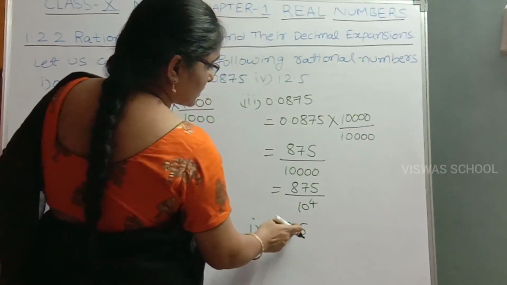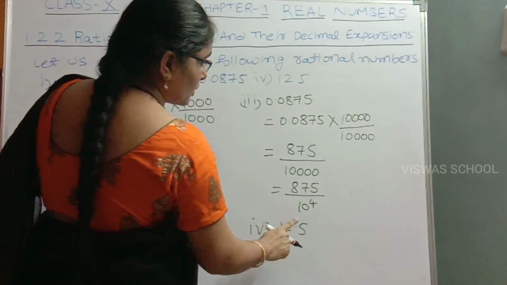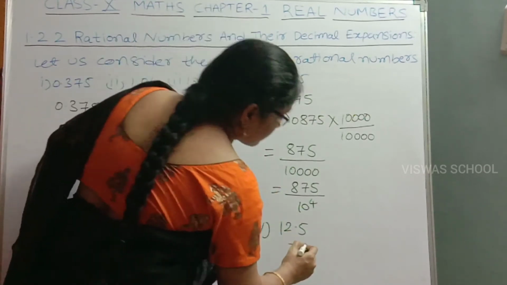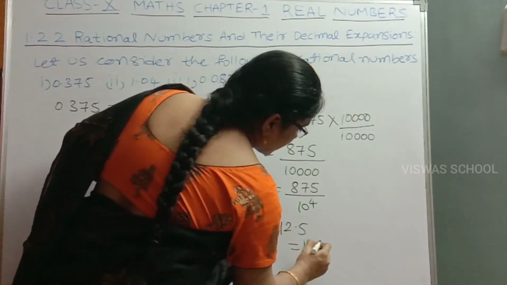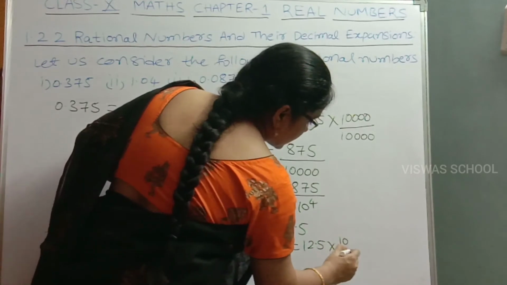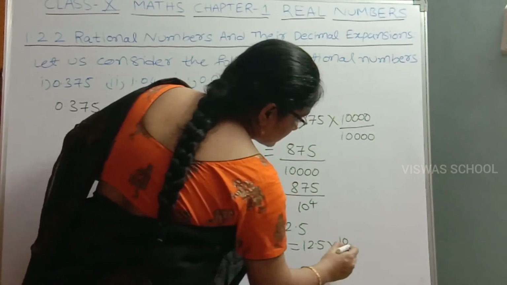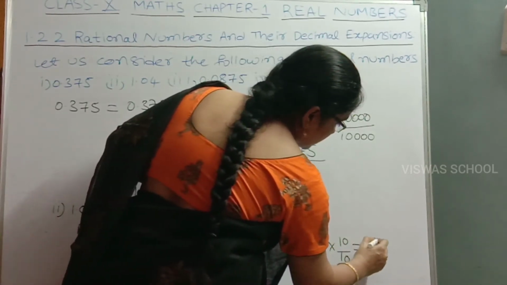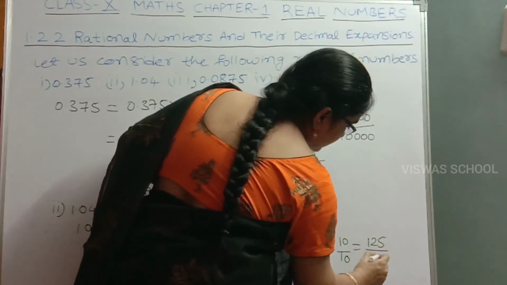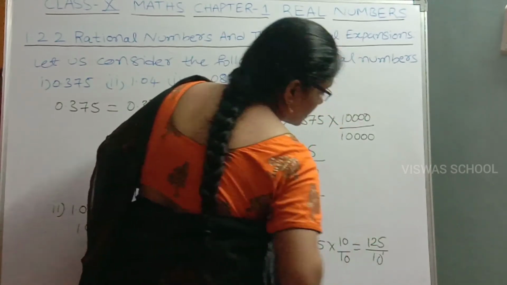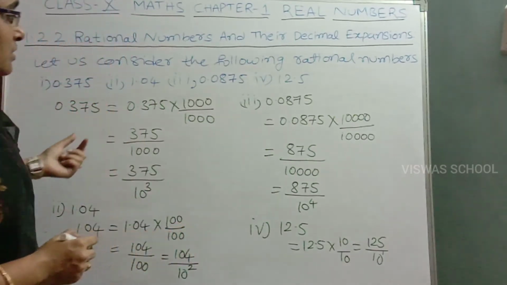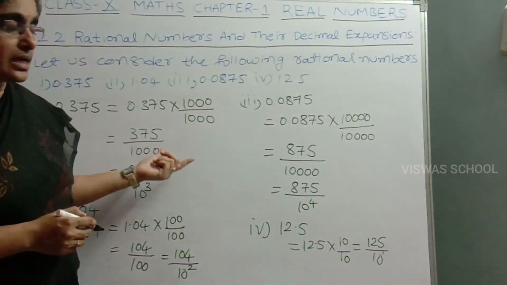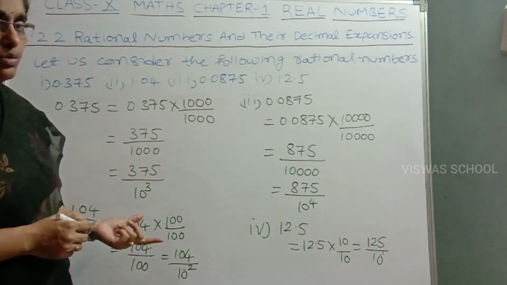Here after the decimal, we have only 1 digit. That's why here you multiply and divide with what? 10 only. Now you get 125 by 10, that is 10 to the power of 1. In this way, you can write this in the form of P by Q.